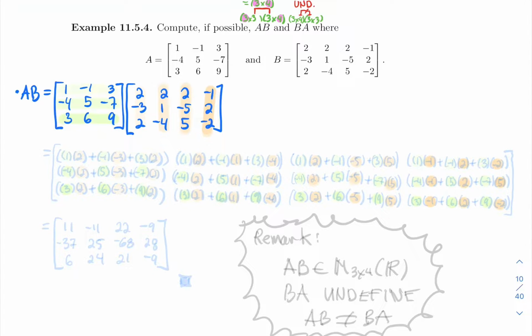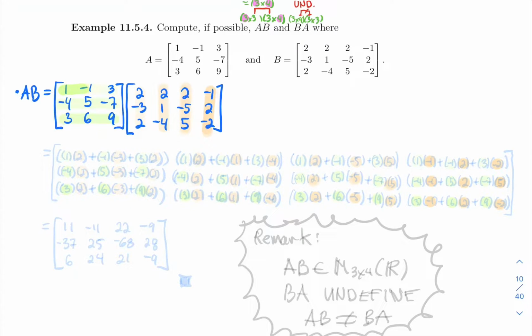All right, so let's multiply A and B. The first thing you do is you rewrite A and B next to each other. And the way I like to do multiplication is I like to circle the rows of the left matrix. So in this case, the matrix A.